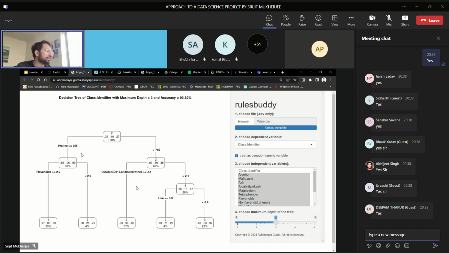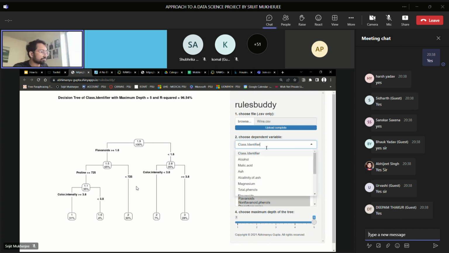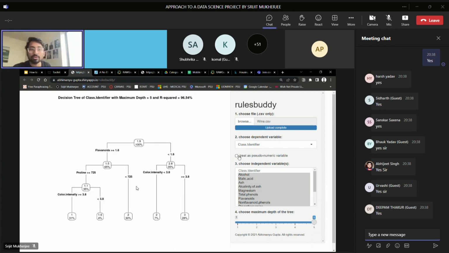If you treat it like this, it's flavonoids, proline, and hue and diluted wines. Okay, how much the corresponding thing is there. But you can understand from here that proline, color intensity and flavonoids are the most important things. And you can just make it a bit longer too. You can see that it's a really good approximation. Yeah, for this also the same thing. The basic idea is that the decision tree gives you that.